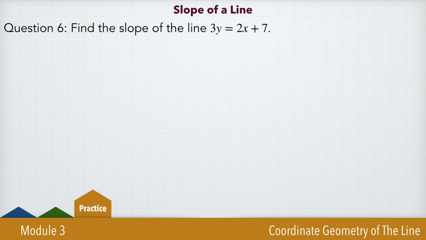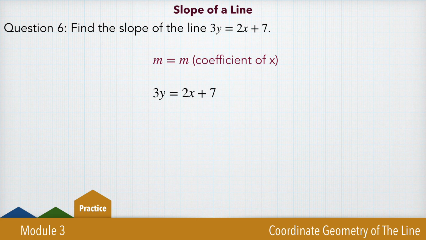In this question, we must find the slope of the line whose equation we are given. As we are given the equation in the form y equals mx plus c, we know that the slope of the line is the coefficient of x if the coefficient of y is 1. In this case, the coefficient of y is 3, so we need to change that first.